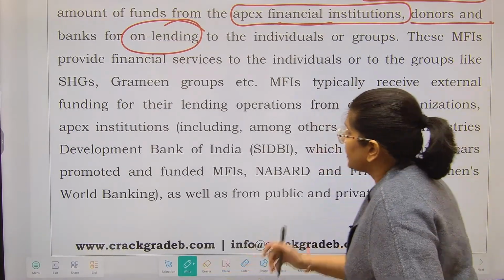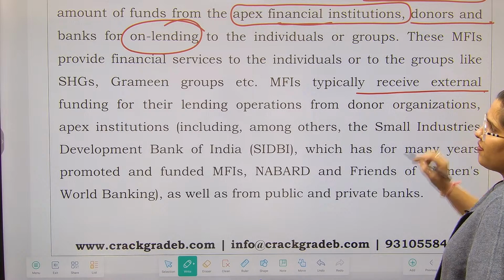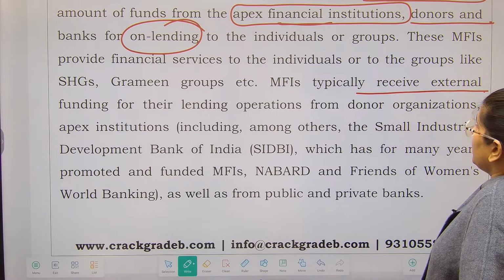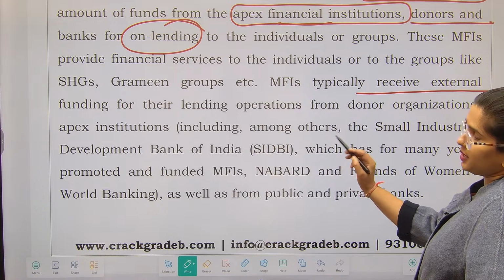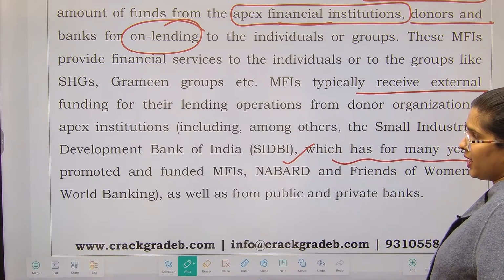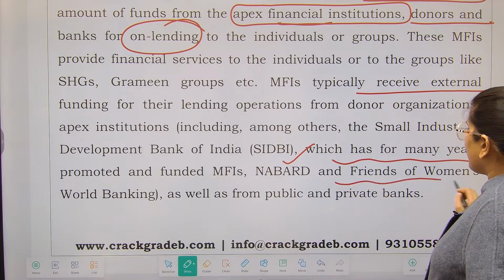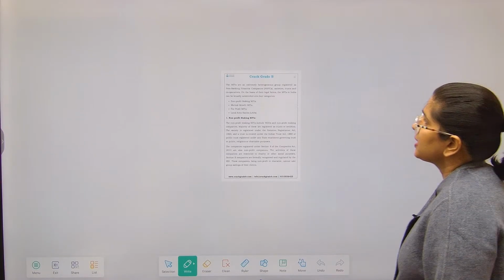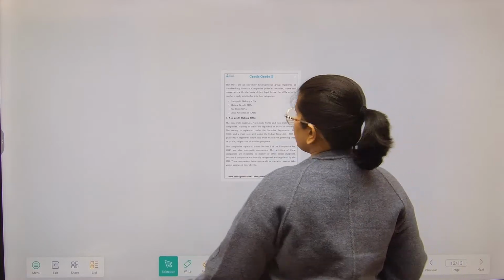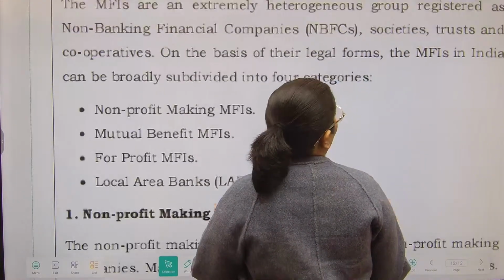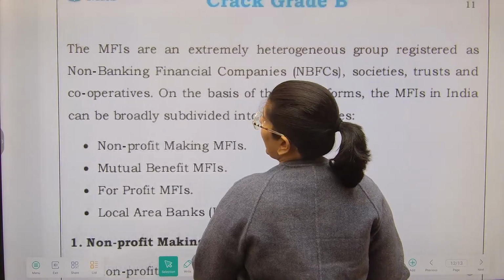These institutions typically receive external funding for their lending operations, like the Small Industries Development Bank, SEBI, which has for many years promoted and funded microfinance institutions, NABARD, and the Friends of Women's World Banking, as well as the public and private banks. Now let us see, microfinance institutions are extremely heterogeneous groups. That means they have many different forms and categories.